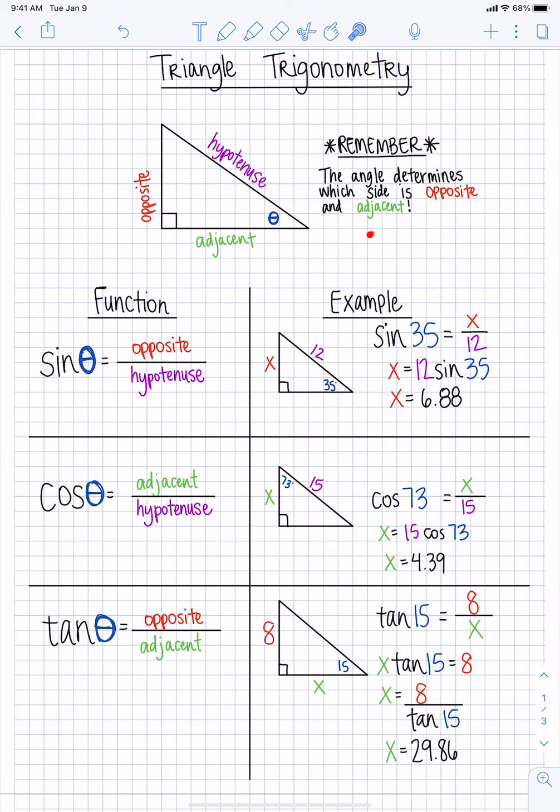And the side right next to this angle is called the adjacent side. So, little thing to remember over here, the angle that we're looking at determines which side is the opposite and which is the adjacent. We could be looking at this angle over here, which means this would be the opposite side, and this would be the adjacent side to this angle. So make sure we remember that.